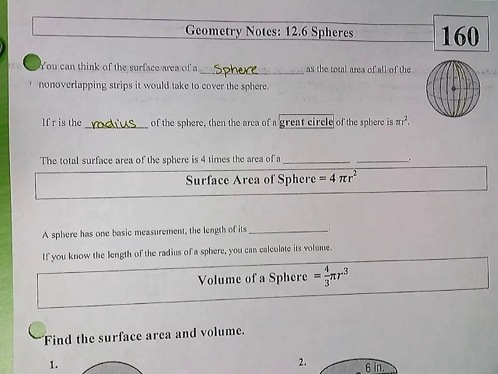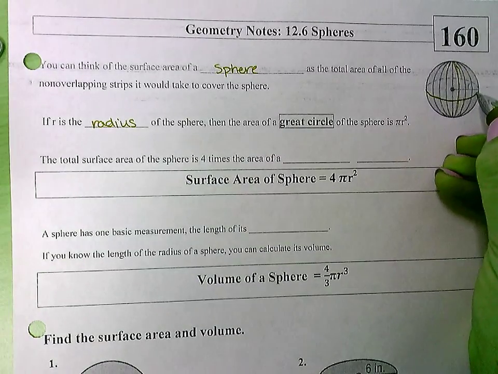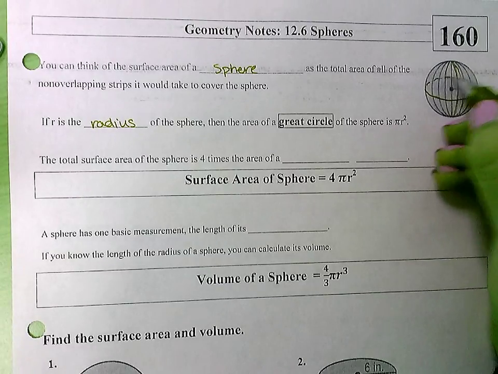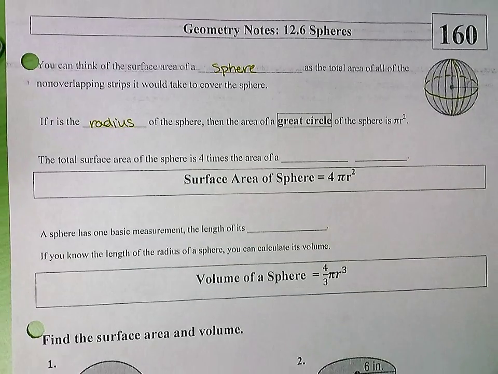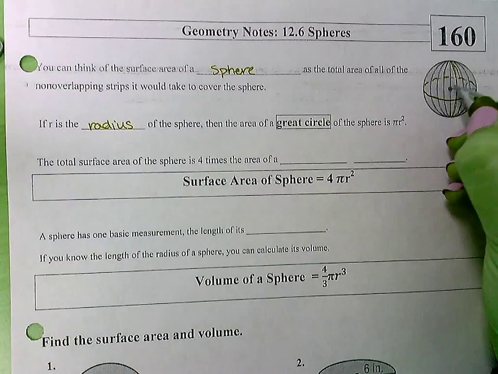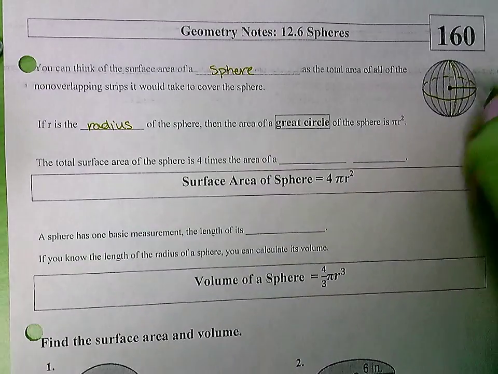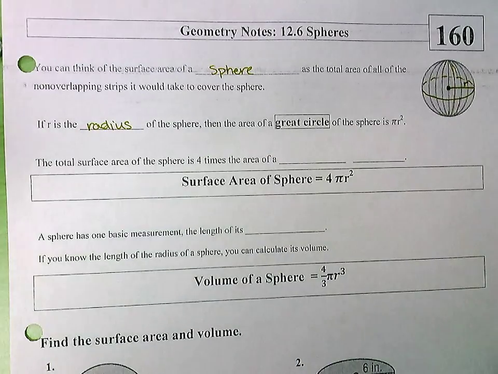is pi r squared. So that great circle they're referring to is kind of like an equator. Okay, so like around the earth you have the equator through that middle part. Okay, that great circle would be right here. Okay, so that great circle is around the largest part there. And you also have the radius of that great circle.